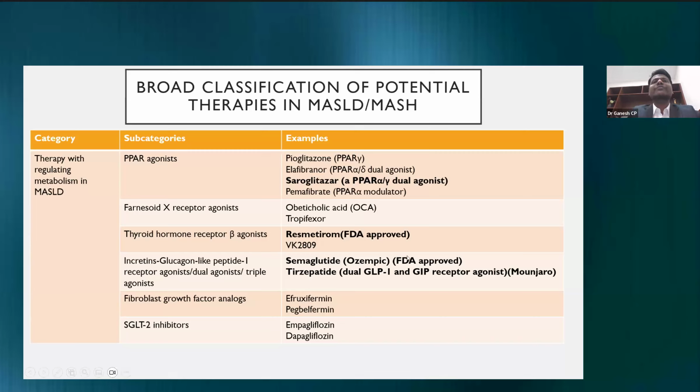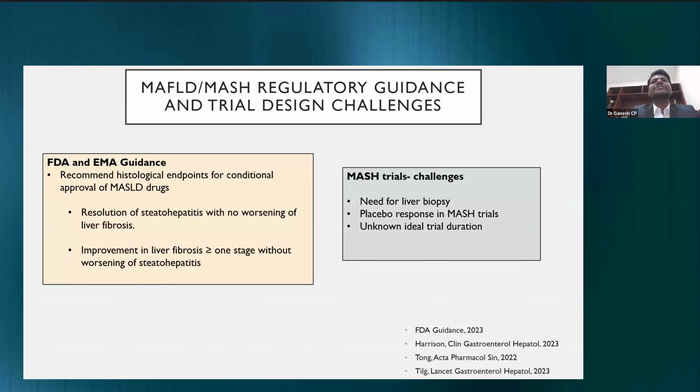So we have 2 FDA approved drugs, which are resmetirom and semaglutide, and other drugs which we use in India are saroglitazar, vitamin E, et cetera. So we'll be seeing a little about the challenges with the drugs which we are using.